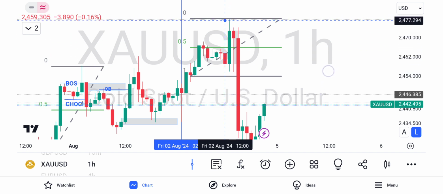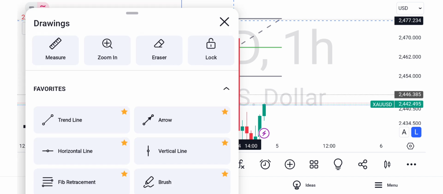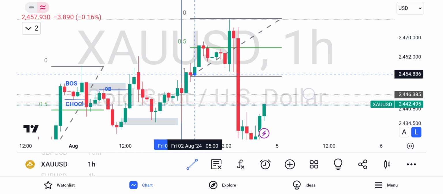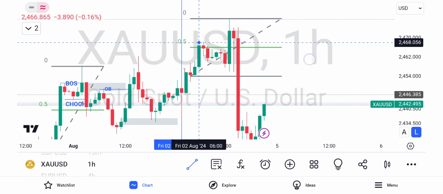I needed a break of structure, and then a change of character. Remember our pattern, right? And then before we ventured in, we actually got it at this point. After NFP's announcement, price broke structure here.